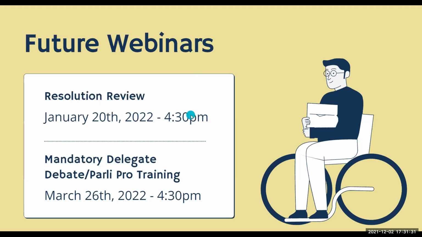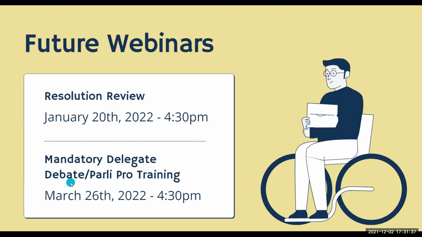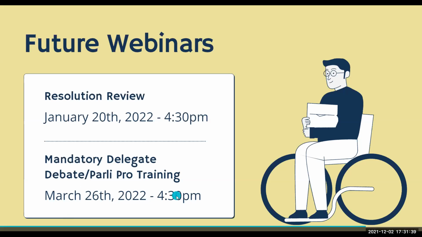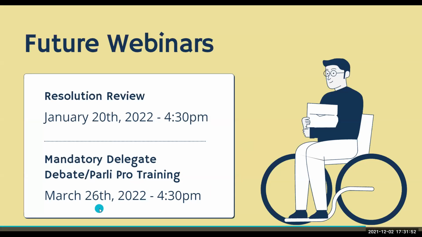We'll have another activity planned. And then this applies to all delegates. So there will be a mandatory delegate debate / Parley Pro training on March 26, 2022 at 4:30 p.m. All of the webinars are at 4:30 p.m. And this will just be going over parliamentary procedure and debate procedure for resolutions before GA. This is actually the Monday before GA starts.